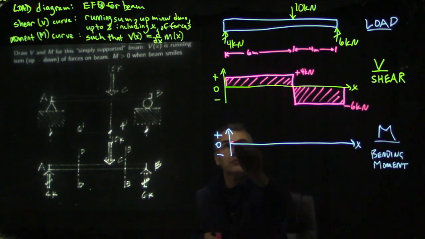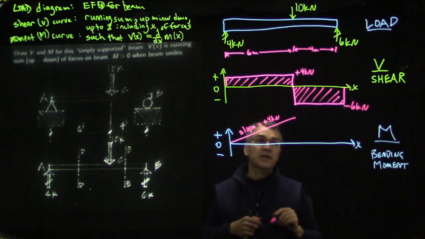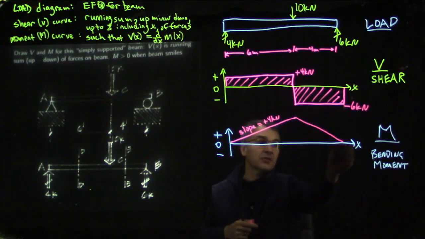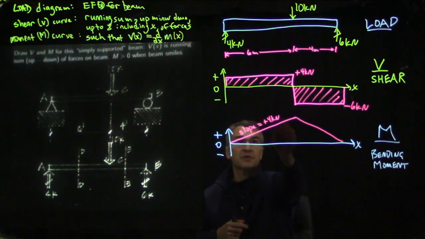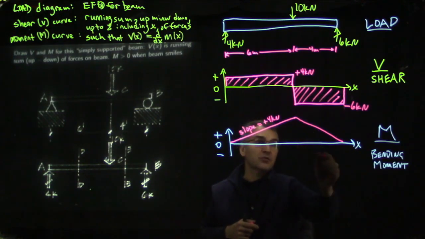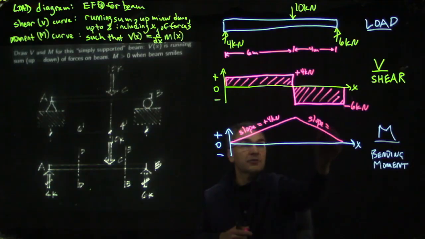So we have a slope of plus 4 kilonewtons, and then we have a slope of minus 6 kilonewtons, and it should come back down to 0, and that makes sense. You have a slope of plus 4 for a length of 6, and you have a slope of minus 6 for a length of 4, so that adds up. So this is slope equals minus 6 kilonewtons.